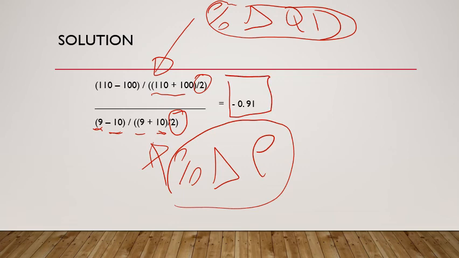Negative 0.91. Is it elastic or inelastic? It's obviously inelastic because it's lower than, in absolute values, it's lower than 1. So what should our pricing strategy be? Should we increase or decrease the price? I forgot what the answer is, but you know the answer.